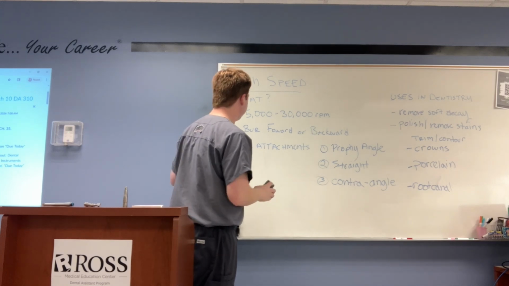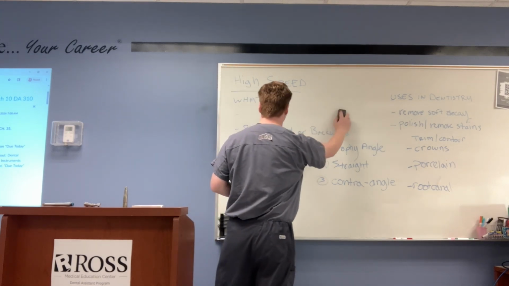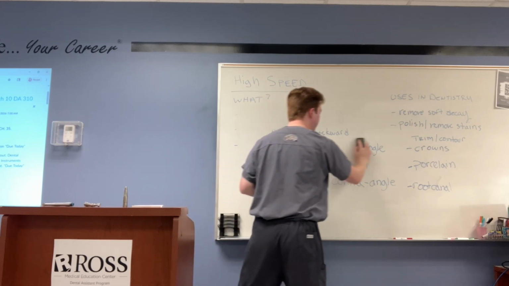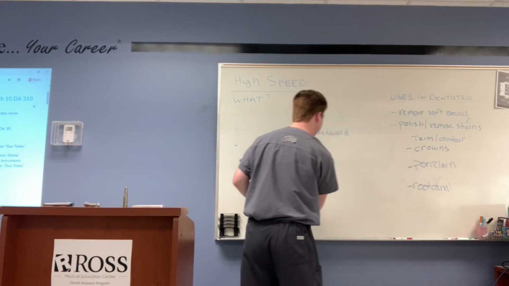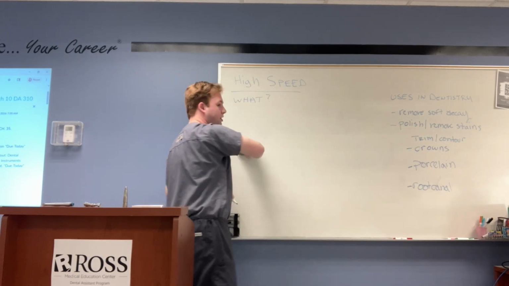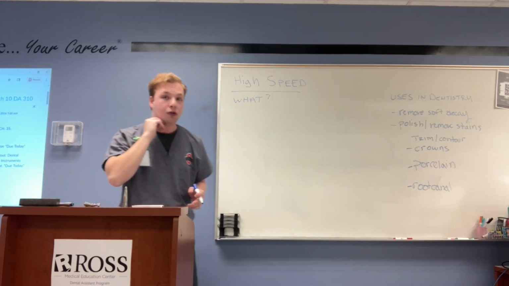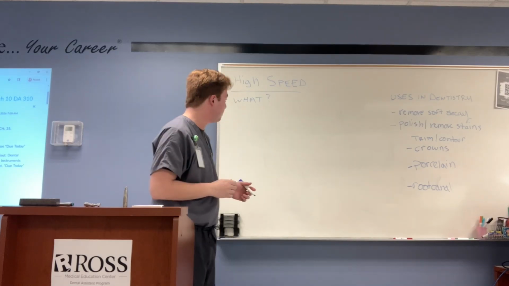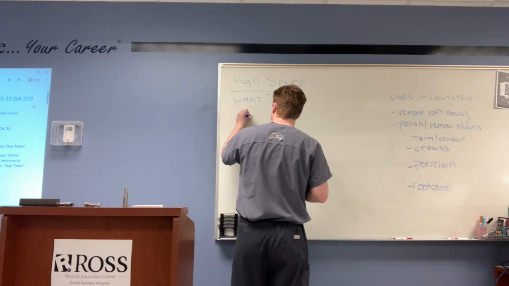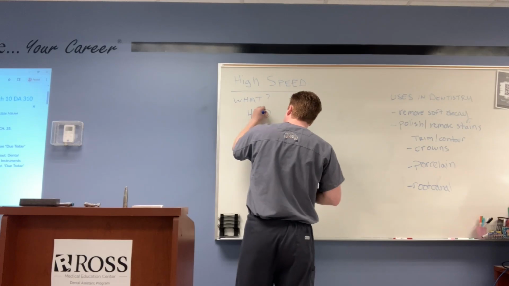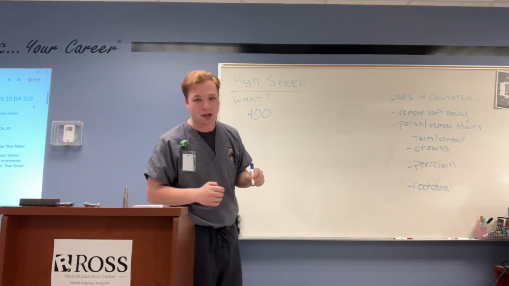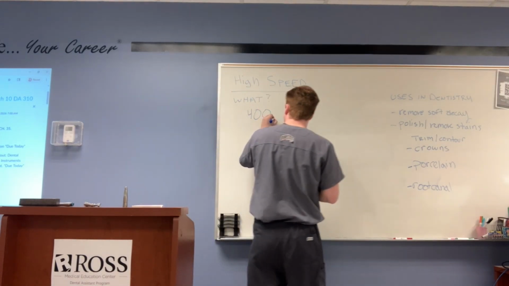So for the high-speed handpiece, it's a little faster. And it needs to be able to cut cleanly through the tooth surface. So how much faster? Well, a lot. It can go up to 400,000 RPMs.